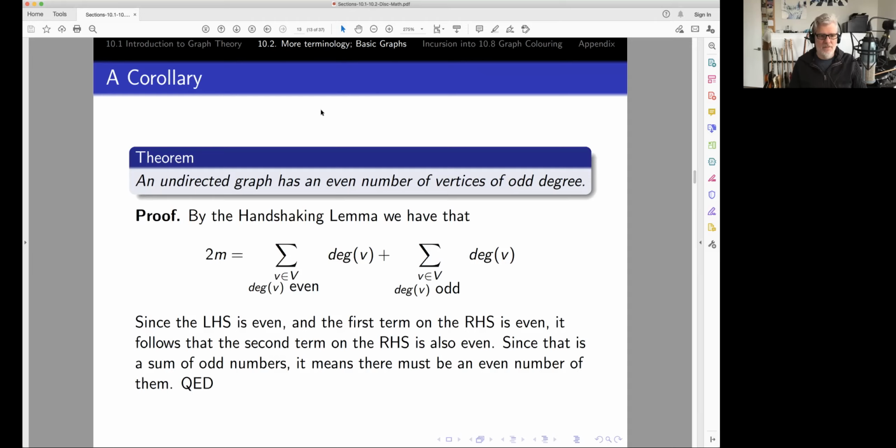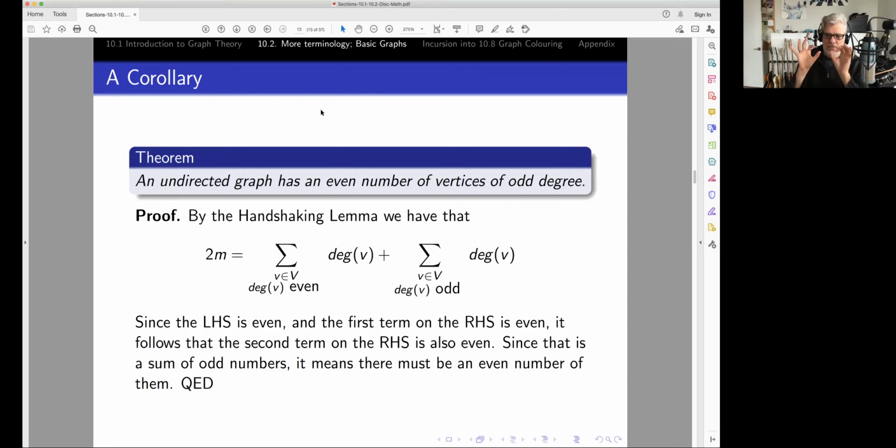Here is a corollary of the handshaking lemma, which is sometimes useful, but it's more an observation than anything else. It says that an undirected graph has an even number of vertices which have odd degree. So I repeat, if you look at all the vertices in the graph, they either have even degree or odd degree. Those of odd degree, there has to be an even number of these. And why is that? You take the handshaking lemma, which says that if you add all the degrees together, you get twice the number of edges.